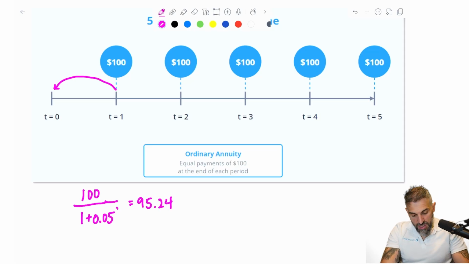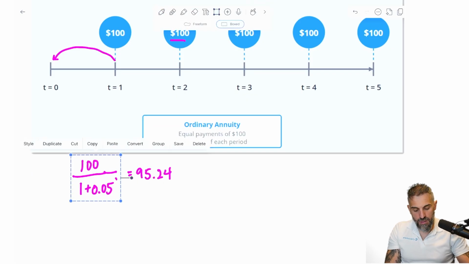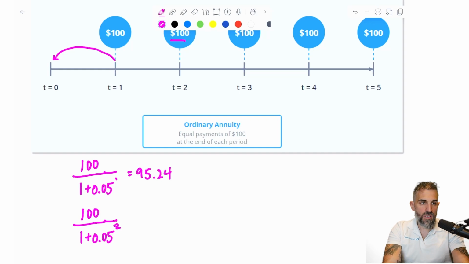And then if I said, okay, do the same thing with this one, you do the same, but you would change the exponent. You'd say, okay, well, that one is in 2 years. And so its present value is $90.70.